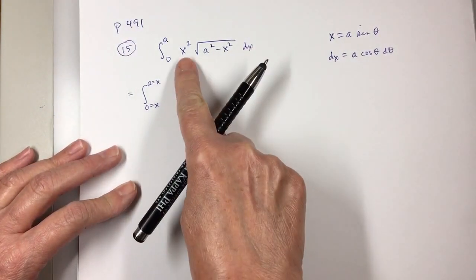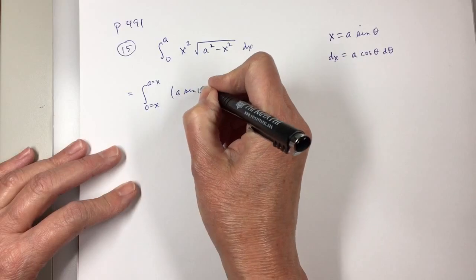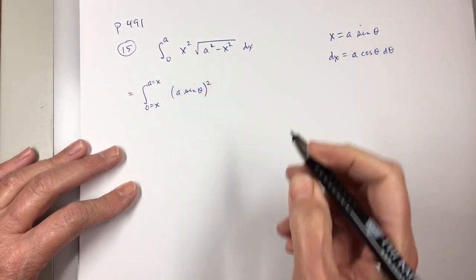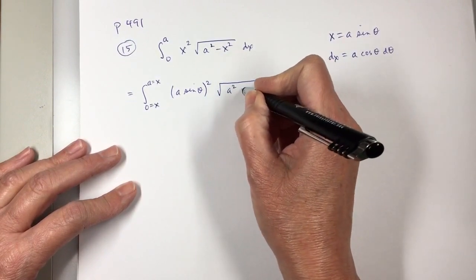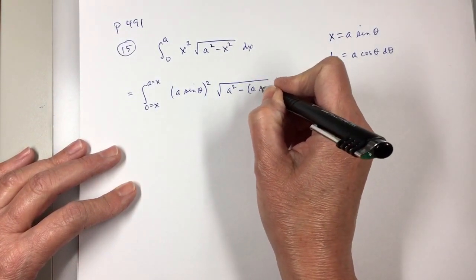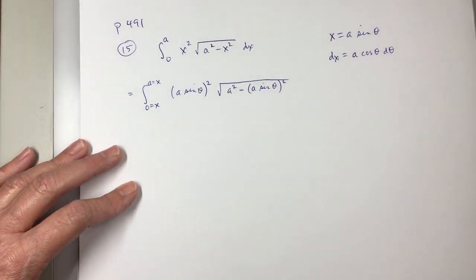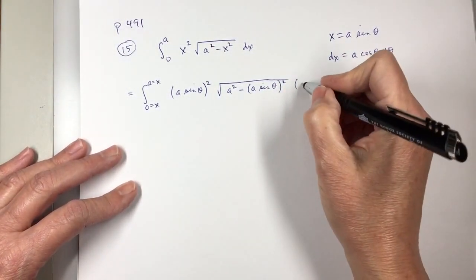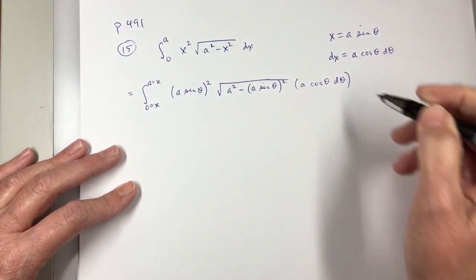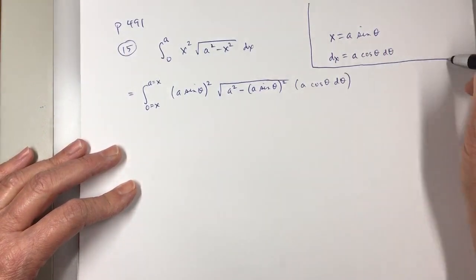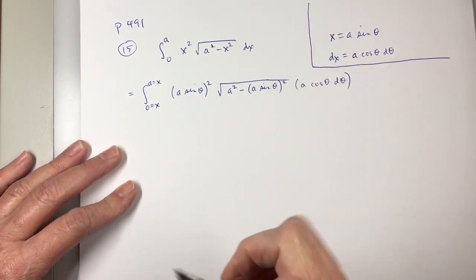And I'll have x squared. That will be a sine theta squared. And then the square root of a squared minus a sine theta squared. Dx is a cosine theta d theta. Let me separate, I've been calling that my thinking part right there.